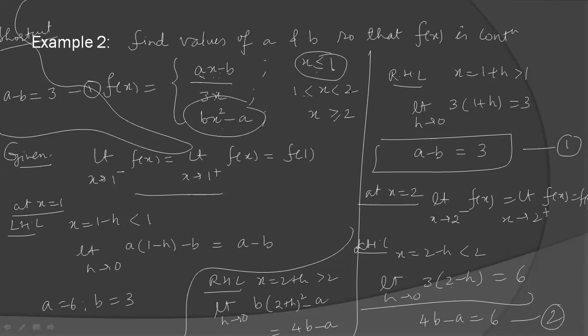Now for x equal to 2, put x equal to 2 here. It will be 6, and put x equal to 2 here also, so it will be 4b minus a. If the function is continuous, then you can directly put the value in the left hand and right hand limit. Even if the equality sign is not given here, you can put it. Now if you solve for a and b from these two equations, you will get the same answer. But this shortcut will work only when the function is continuous.